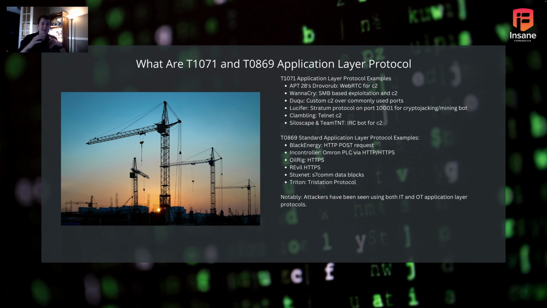When we move to T0869 on the industrial side, right, we have BlackEnergy using HTTP POST requests. We have INCONTROLLER using, for the Omron PLCs, HTTP, HTTPS. OilRig, REvil, again, using HTTP, HTTPS, right? So, that is not an industrial protocol, but it is used on all of these PLCs in all of these areas by a major group. I mean, OilRig is a big APT group. APT28 that we saw before is a big APT group, right? So this is something both the sophisticated and non-sophisticated groups are using.